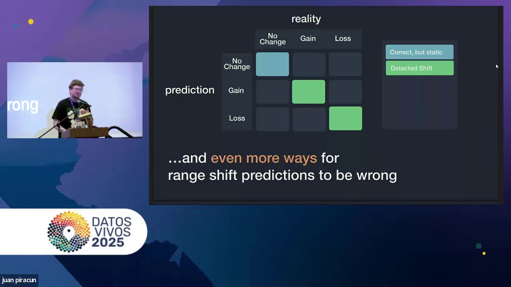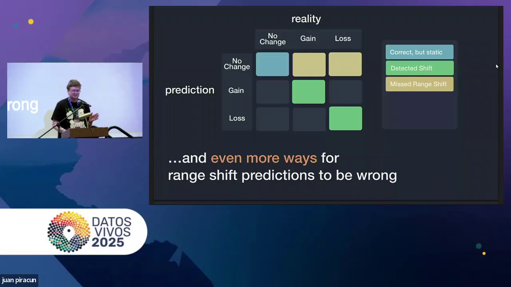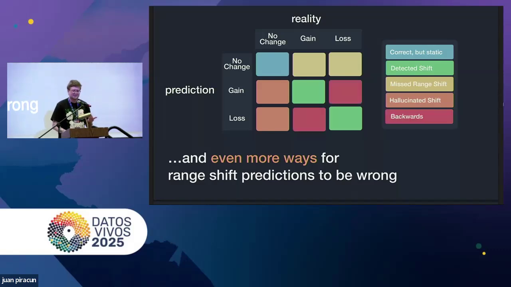But again, there's also multiple ways for the model to be wrong. So here in yellow is what I'm calling a missed range shift. I'm not sure if you can see that. It's a bit pale. But the idea is that these are places where the range is changing in the real world, but we're not actually able to detect it with our model. And the opposite of that is what I'm calling a hallucinated range shift. This is where there is actually no range shift, but your model's telling you there is. And then finally, there's the last situation, which is kind of the worst case, where you're detecting a range shift, but you have it completely backwards. So this is really what we want to avoid.